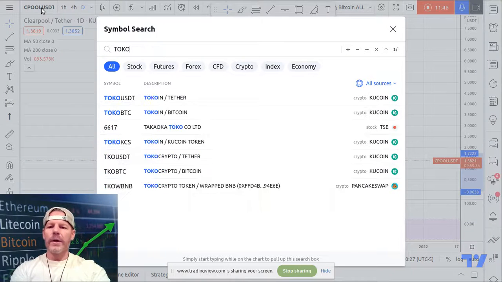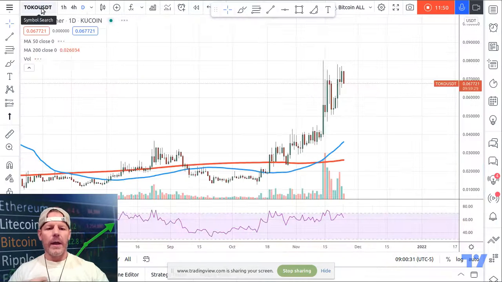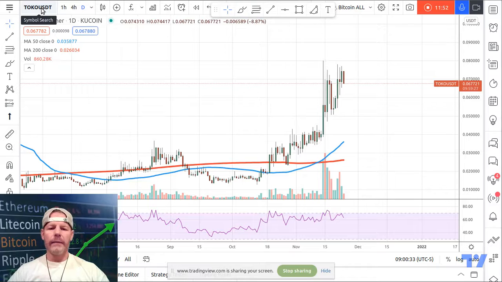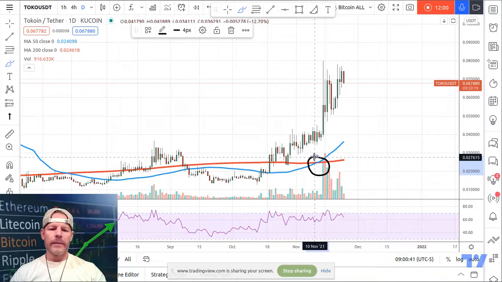Let's try Toko USDT. All right, so here I've got, not bad. We've got a golden cross down here. We're way above our 200 day and 50 day. So something must have happened here news wise. And again, analytics will tell you that the news is coming before it actually comes.